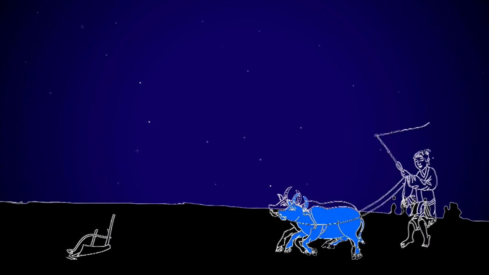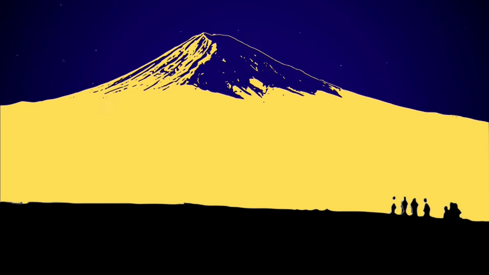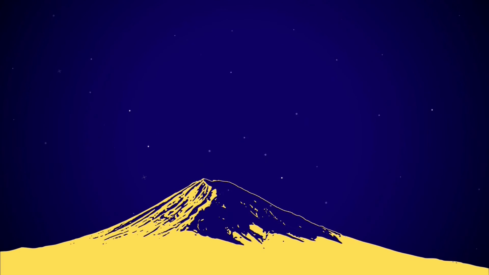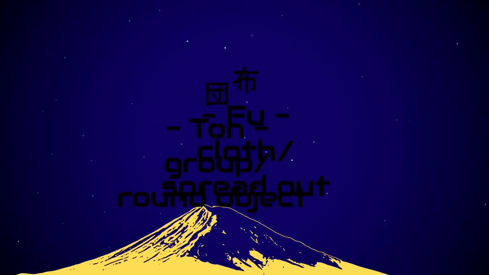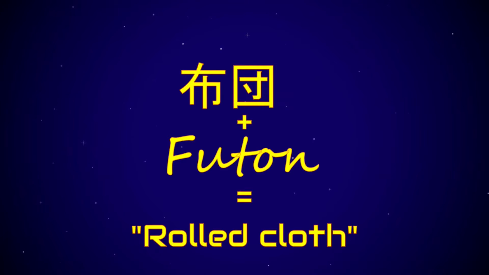Today I chose to put the cart before the oxen. In fact, I usually wait until the second part of the video to tell you about the origin of my word. So futon splits in two parts. Fu means fabric and tan is roll up. When both parts are used together, the new meaning is rolled up cloth. Now that we got rid of that, we can move on to more serious stuff.